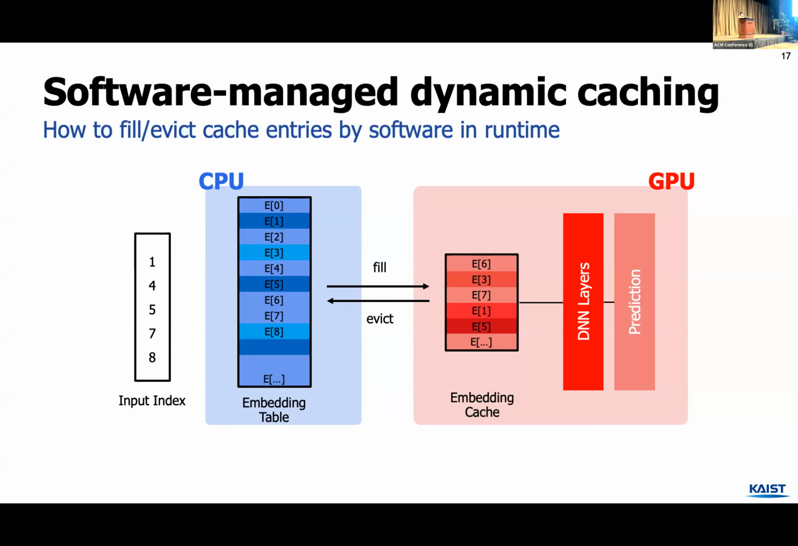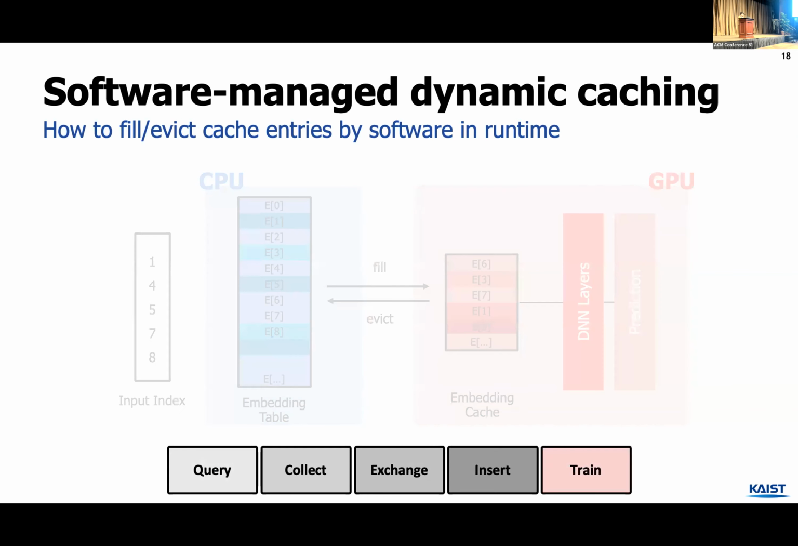In this example, there is a main embedding table in the CPU memory and an embedding cache in the GPU memory that stores the up-to-date embedding values. We are trying to access the input indices 1, 4, 5, 7, and 8 for this training iteration. In the case of training using a dynamic cache, one training iteration can be divided into 5 steps: 4 steps for cache management, and 1 actual training step. I will briefly explain those one by one. For now, just forget about the prefetching and assume we are just performing this iteration on demand. I will cover the prefetching part later.